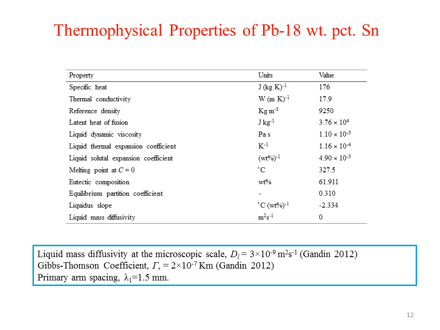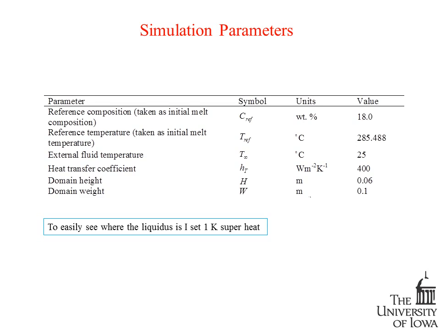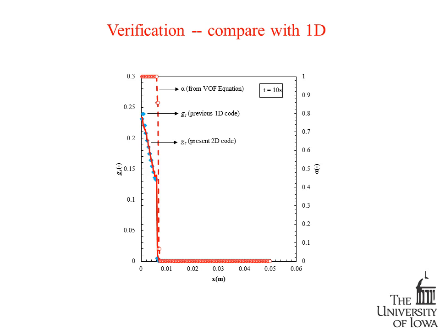These are the thermophysical properties of the alloy that I am interested in, and my simulation parameters such as the mesh and time step. And this is my verification. What we are looking at is a solid fraction profile along the one-dimensional domain at t equal to 10 seconds. On the left side, this is the solid fraction. On the right, this is the alpha from the VOF. The dashed line shows the alpha. When alpha is equal to 1, I'm behind the solidification front. When alpha is equal to 0, I'm ahead of the solidification front. The solid squares show my one-dimensional case, and the solid red line shows the two-dimensional case with VOF. You can see that they almost match perfectly, so I'm very confident that the additional term in the VOF solver has been implemented correctly.